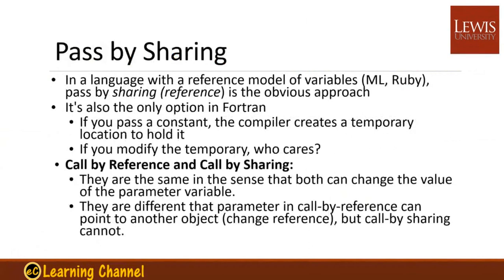Pass by sharing: in a language with a reference model of variables, like ML or Ruby, pass by sharing reference is the obvious approach. If you pass a constant, the compiler creates a temporary location to hold it, and if you modify the temporary, nobody cares. Call by reference and call by sharing are the same in the sense that both change the value of the parameter variables. They are different in that a parameter in call by reference can point to another object, you can update it, and call by sharing cannot.